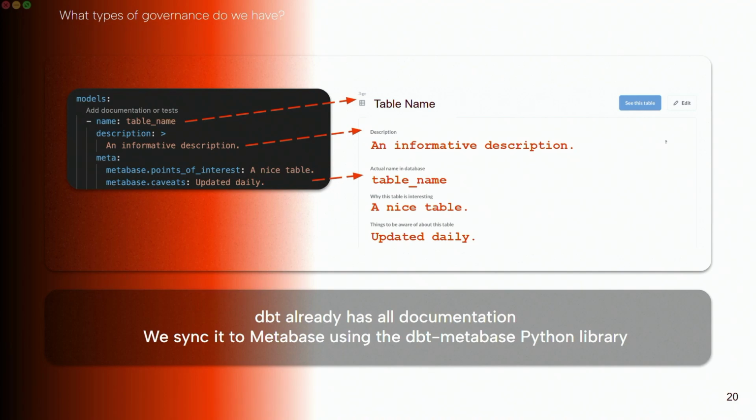Metabase also has some metadata, so we can add more things. One example is if we need some points of interest or caveats of the data, for example, updated daily, updated hourly, updated every 10 minutes. We can have that in the YAML file, and in Metabase it would be automatically updated. Whatever we do in the YAML file would be in Metabase. This is easier because we didn't build it ourselves, we just use the library. But it is nice that we don't need to do everything, I think.